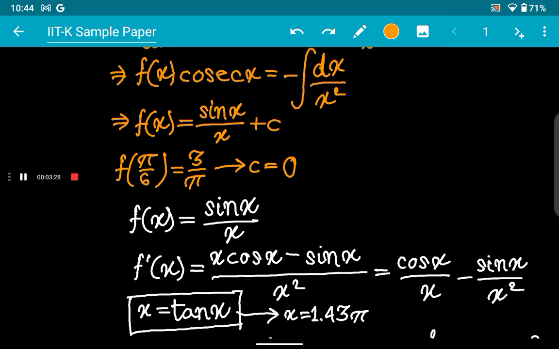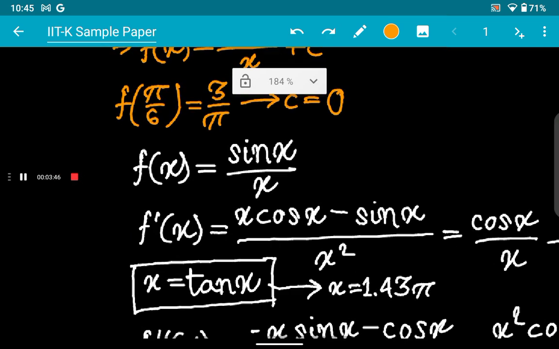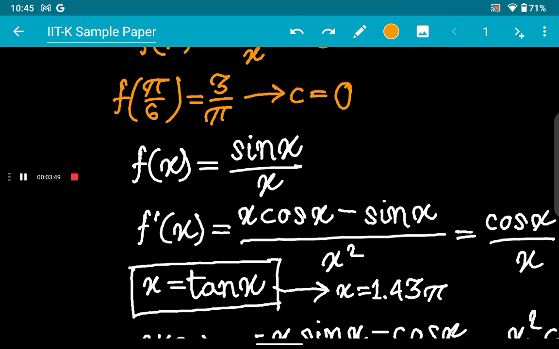So this is the first derivative, and for maxima or minima we need this equal to 0. Here you can clearly see that the solution for this equation, cos x by x minus sin x by x squared equal to 0, will be at x equal to tan x, and the interval in which we need to find the maxima or minima is pi to 2 pi. You can check by drawing a graph that x equal to tan x has a solution in pi to 2 pi.